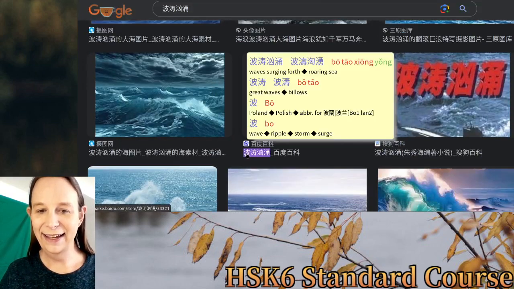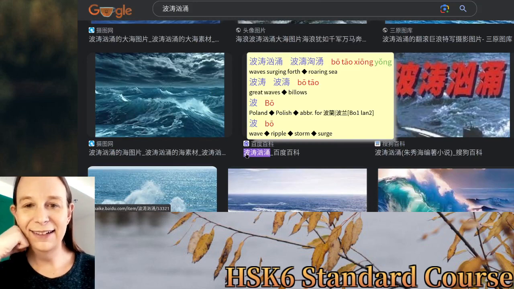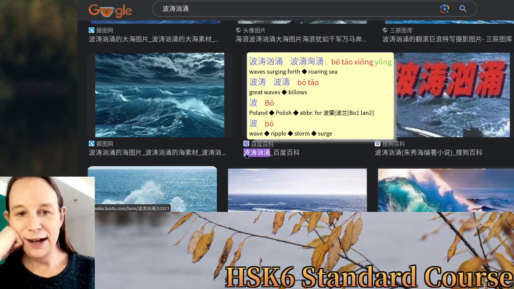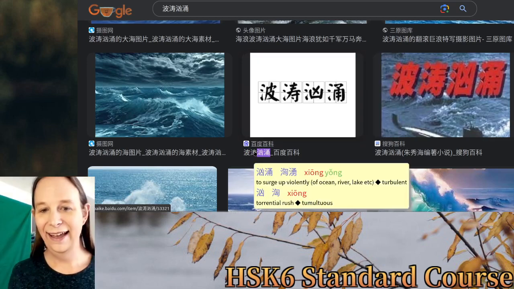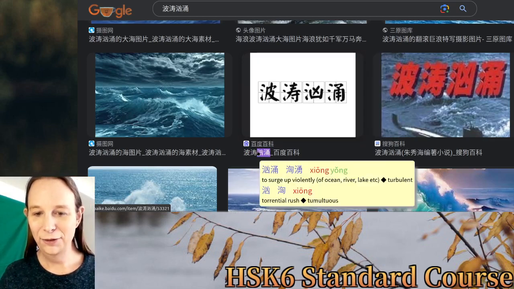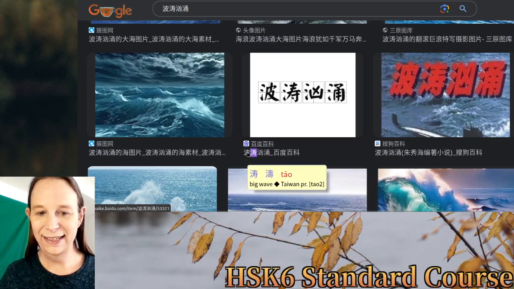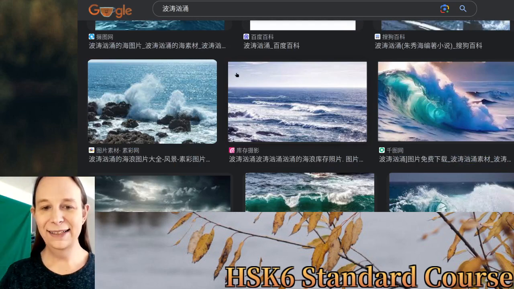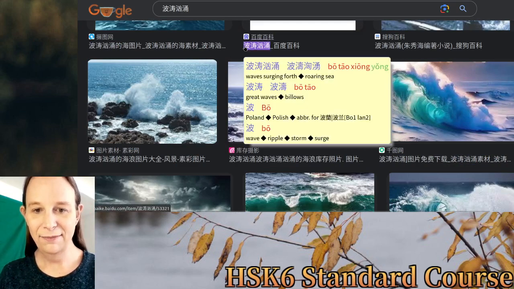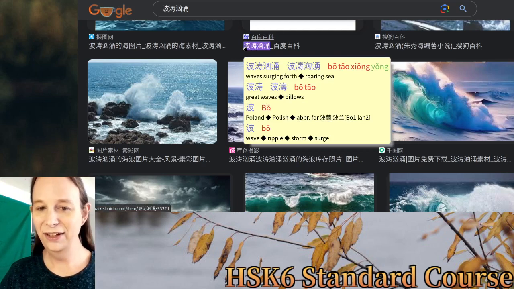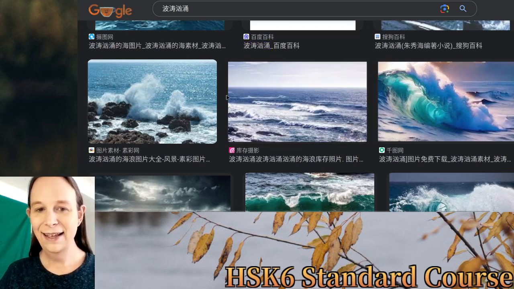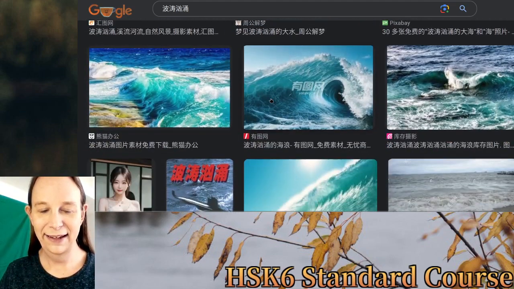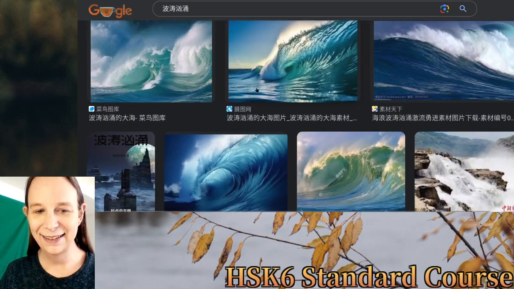You now know what 波涛汹涌 is. You look at the characters, you can kind of figure out, oh, look at all those 三点水. All four characters have 三点水. 波涛汹涌. Great waves, 汹涌, to surge up violently, turbulent. So this is like harsh seas, and it's sometimes used metaphorically. Roaring sea, waves surging forth. So this is the kind of mental image you want. All right, I'll skip that. I don't know what that is, but I'm going to skip it.